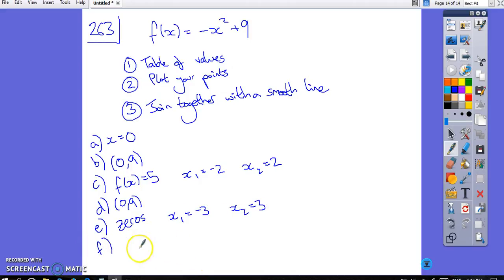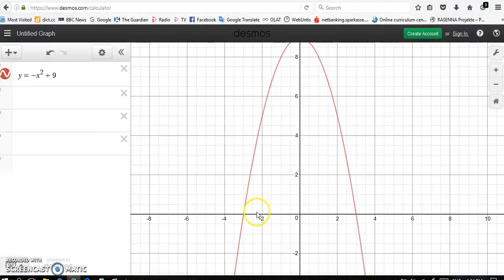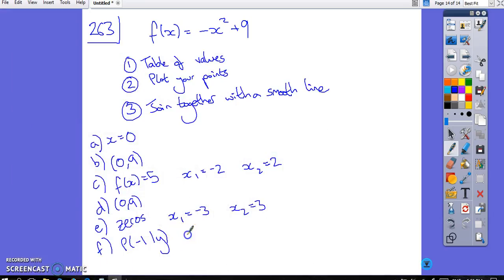Then we need to find the y-coordinate of the point negative 1, y. So when x is negative 1, then y is 8. So here y is equal to 8.